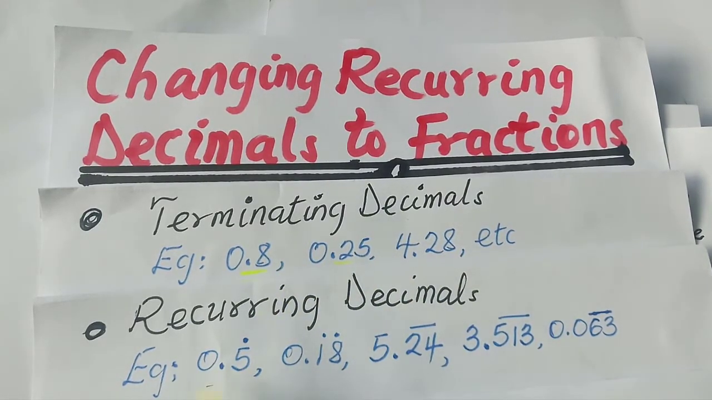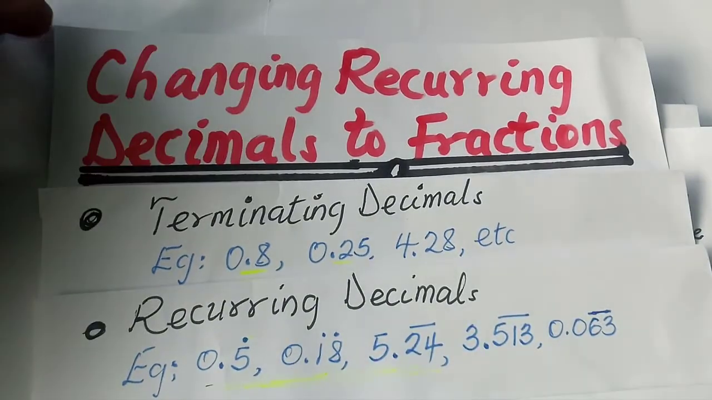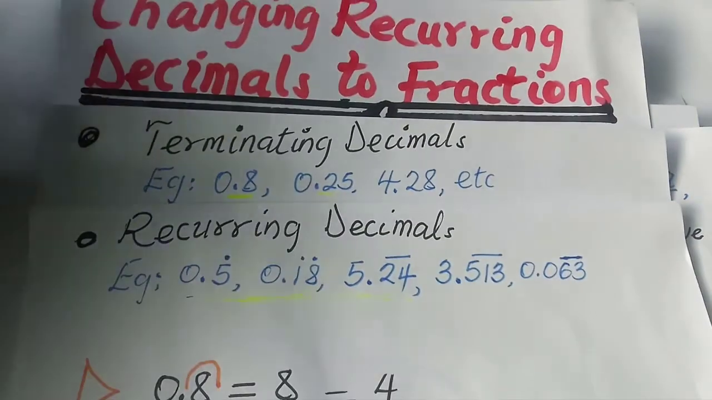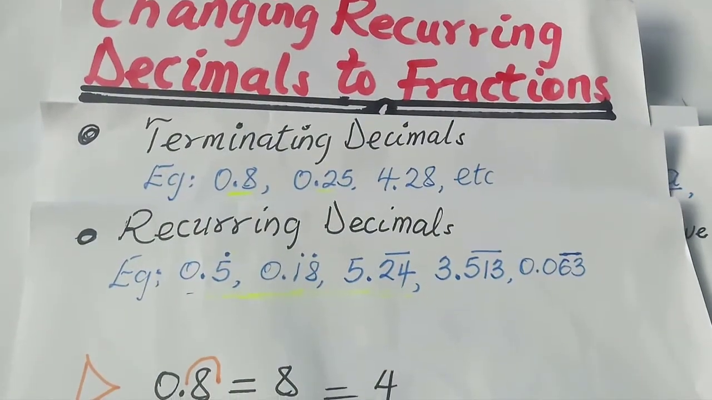And then recurring decimals of this form, 0.5 with a 5 recurring. All these are examples of recurring decimals. We are going to look at how to change such recurring decimals to what? Fractions. We are very familiar with how to change terminating decimals to fractions.